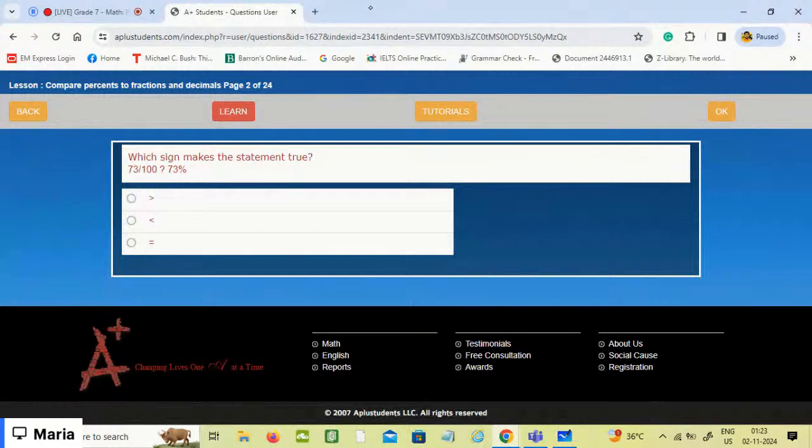73 by 100 and 73%. So which is the correct option? Basically 73 by 100 is 73%, right? So they both are exactly equal. 73% is equal to 73%.